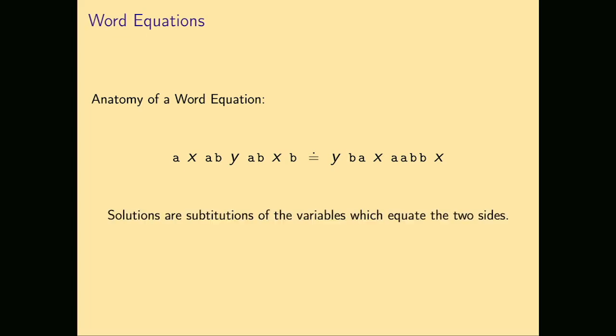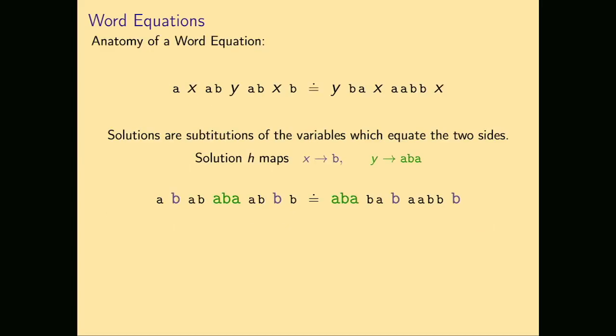And now a solution to a word equation is simply a substitution of the variables which makes the two sides of the equation actually equal. So we get this formal equality, and we transform it into an actual equality. For instance, in this case, we can simply replace X by B, so the constant string B, and Y by the constant string ABA, and you get two strings which are now actually equal. So AB, AB, and so on, in both sides.